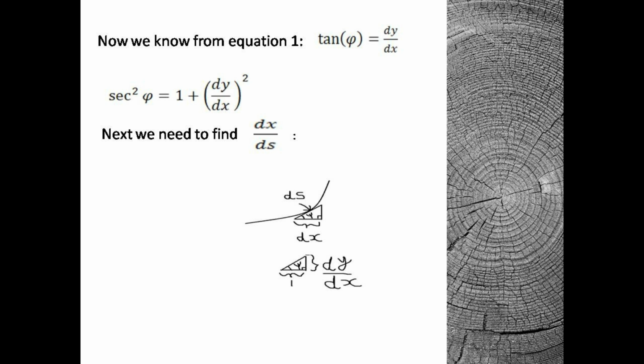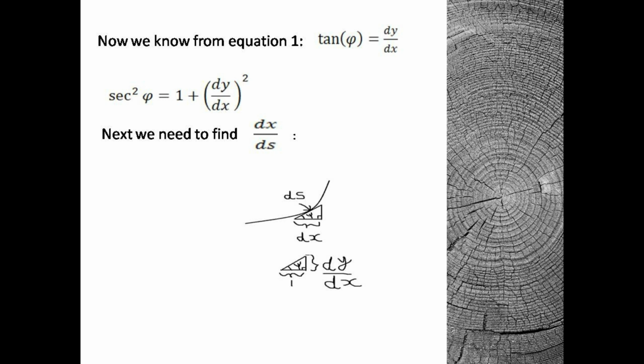Now we know from equation 1 that tan psi is equal to dy over dx, and from our basic knowledge about trigonometry that 1 plus tan square psi is equal to secant square psi, we get this expression, that is secant square psi is equal to 1 plus dy by dx whole square. Next, we need to find dx over ds to simplify the RHS of equation 2.